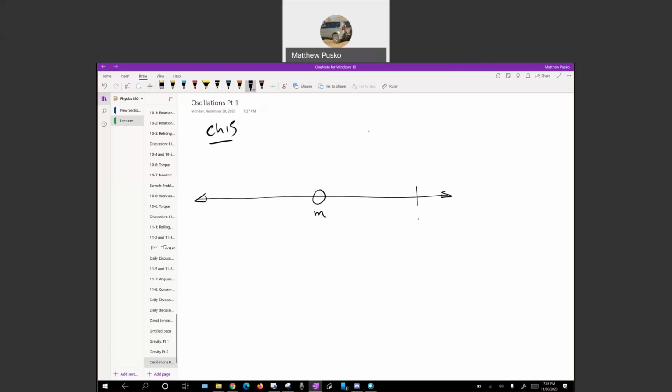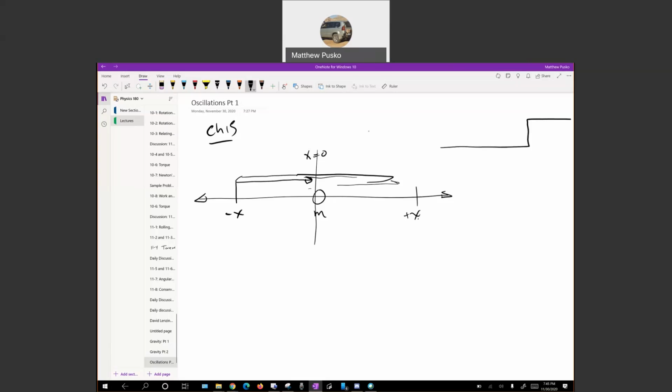If this particle travels to some plus x and then back through, so it loops back around, comes back through our x equals 0, comes out to some plus or minus x, and then returns back to where it started. That's an oscillation.